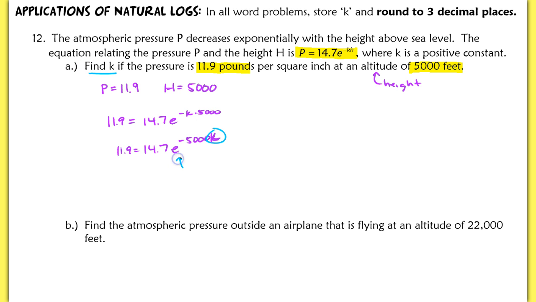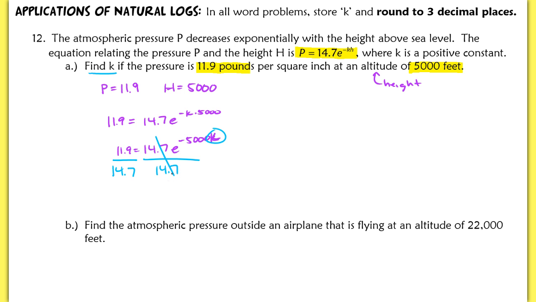Some students will look at this e and think that it's a variable, but it's not. Remember, that's about 2.7. So we do know what that value is, which means it's not a variable. So I can isolate k here by trying to move this 14.7 first. So we have an exponential equation, right? So we'll solve it the same way we would solve normal exponential equations. I'm going to divide by 14.7 first.